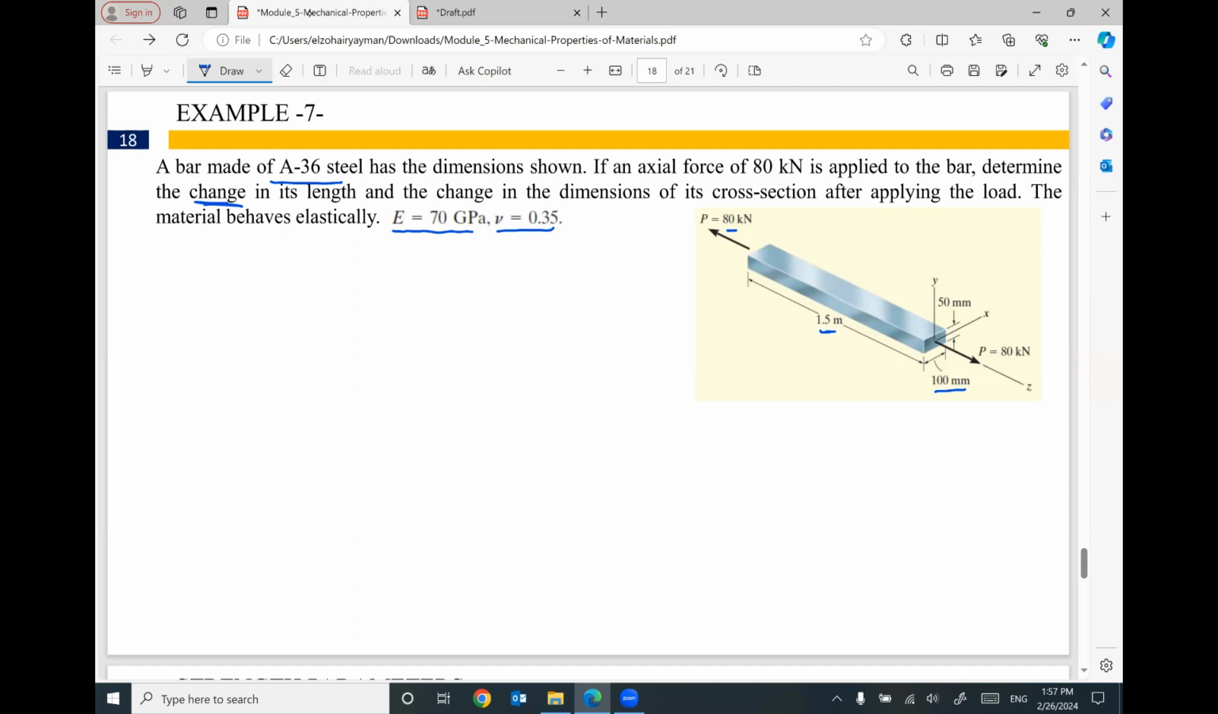So first step, the stress in this bar equals the applied force 80 kilonewton. I'm going to multiply it by 1000 to be in Newton, divided by the cross section area of this bar, which is 100 times 50. So the stress will be in megapascal, 80,000 divided by 100 times 50. I got 16 megapascal.